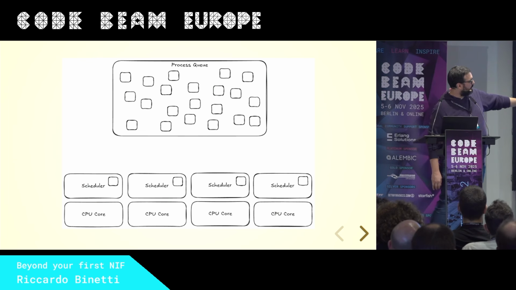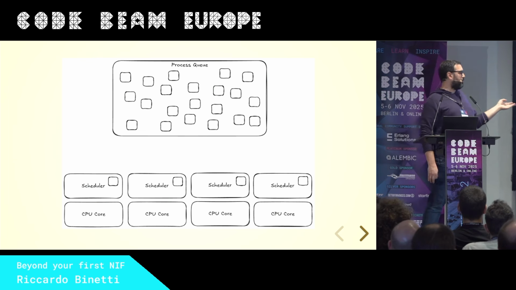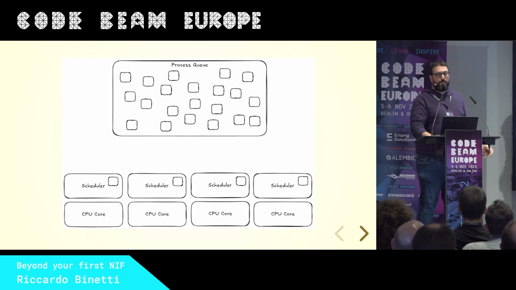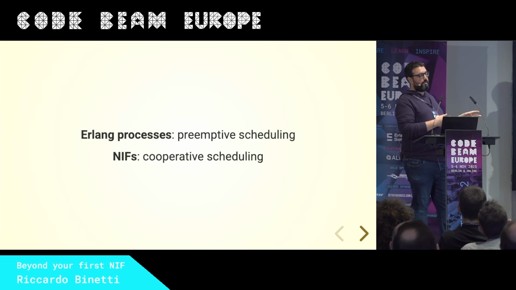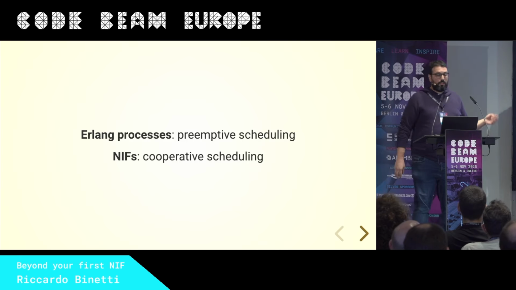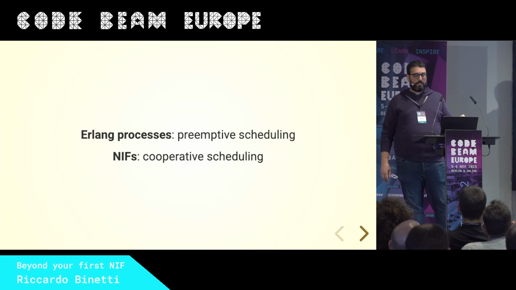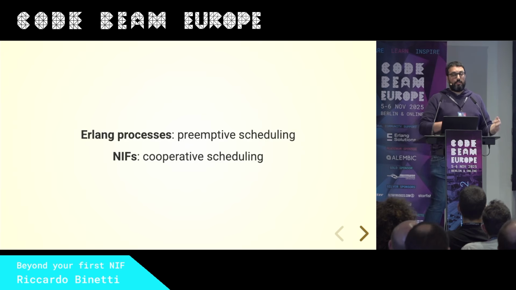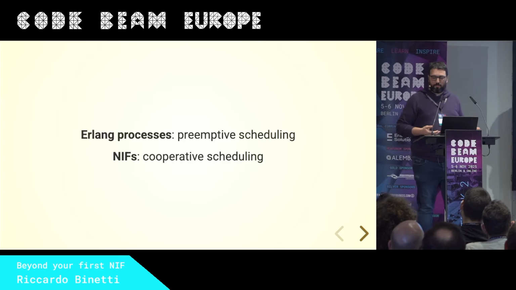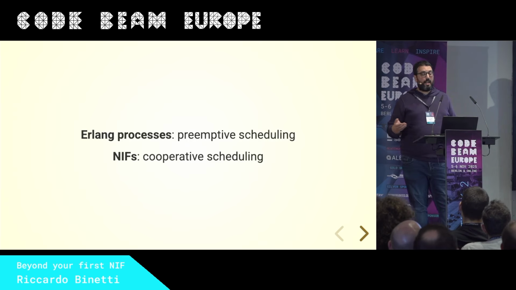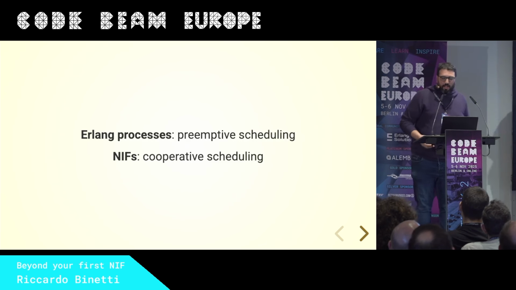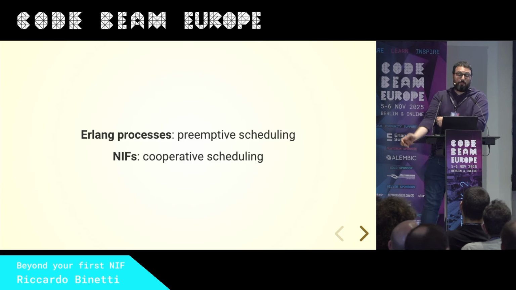So here you can see the small boxes, and each one is a process, and it's getting executed on a scheduler. Now, the big difference between Erlang processes and NIFs is that Erlang processes use preemptive scheduling. NIFs use cooperative scheduling. What this means concretely is that for Elixir processes, the scheduler is able to kick them out when their time is up. But with NIFs, it can't do so. So it has to rely on the NIF being nice and saying, oh, please, go, go. And this sometimes doesn't happen.